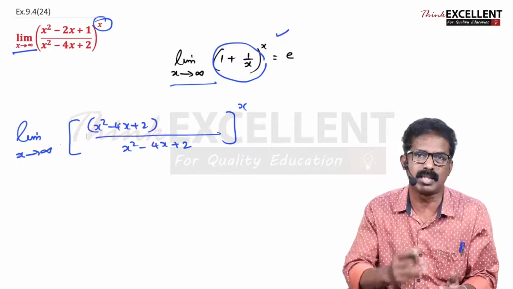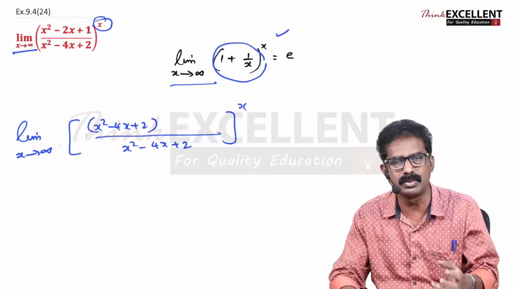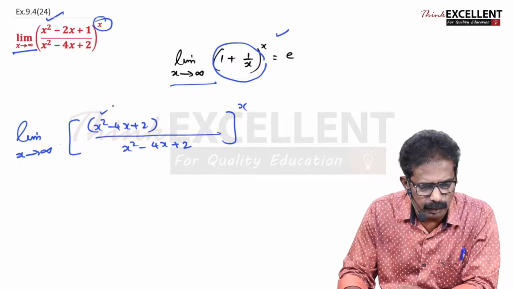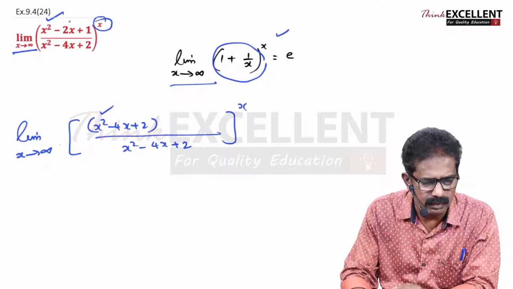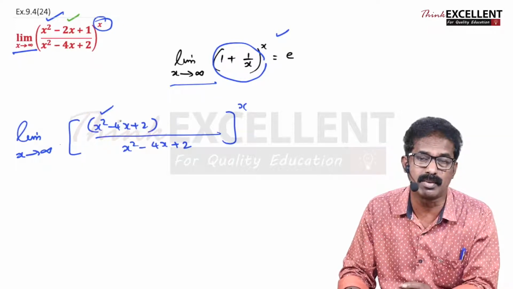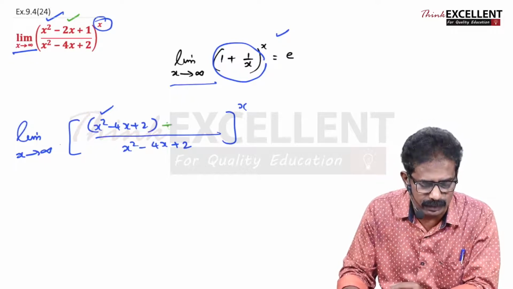So if you added something extra, you subtract. If you remove something, you add it, okay? So actually what do you have, x square? Yes, no problem, x square here. Then we need minus 2x, but we have taken minus 4x. We have reduced 2 more, so add 2x.